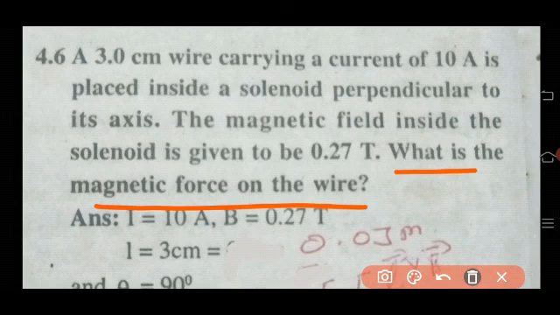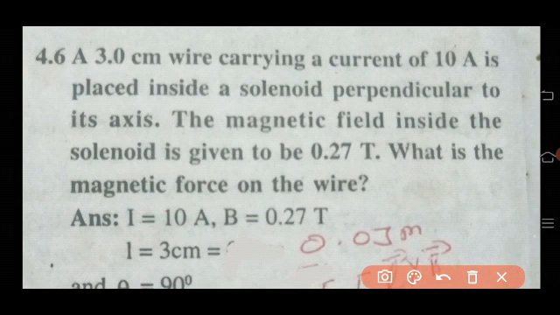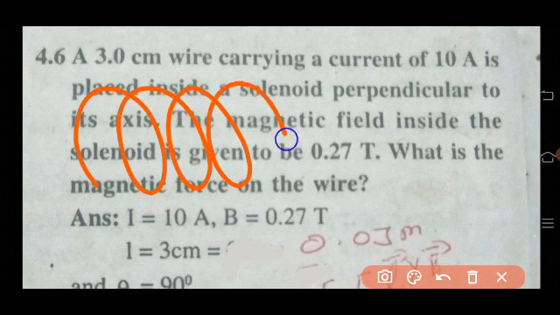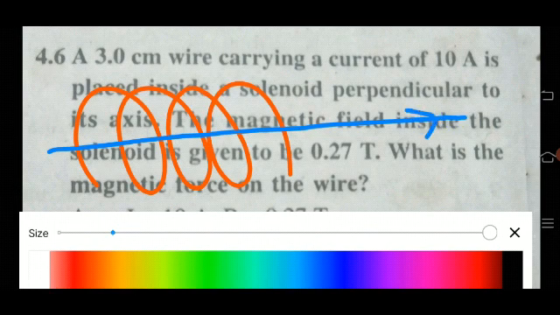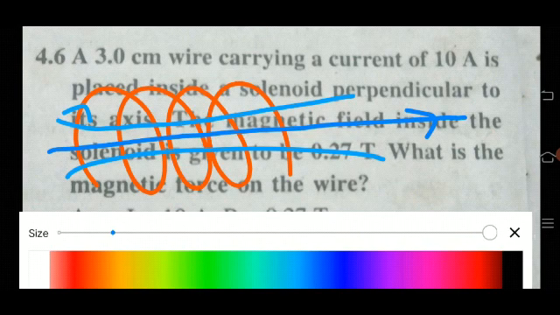To understand this problem, you have to draw a diagram like this. Consider a solenoid. What is the axis? The line passing through the center is known as the axis. Normally in a solenoid, if current I flows, the magnetic field will be confined inside only.